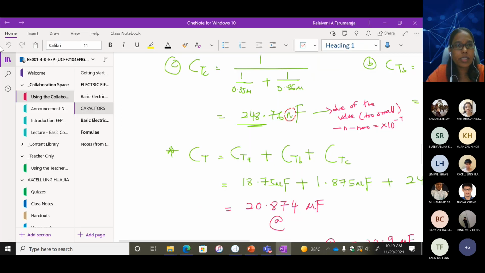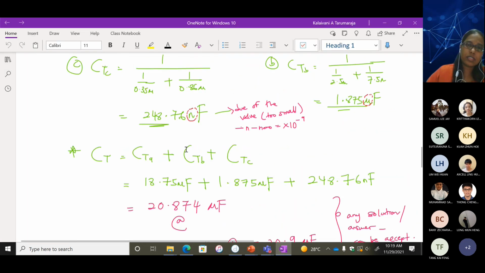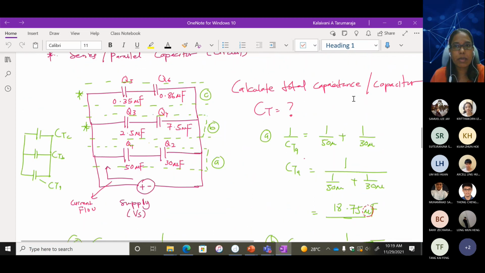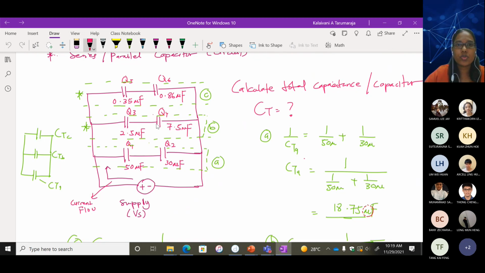On this part, I request you to simplify and find the total capacitance. You may have a look at this capacitor circuit first. Let's have a look at the series and parallel capacitors. From this view, you have six capacitances: 1, 2, 3, 4, 5, 6. Before you find the total capacitance, you need to simplify your diagram.